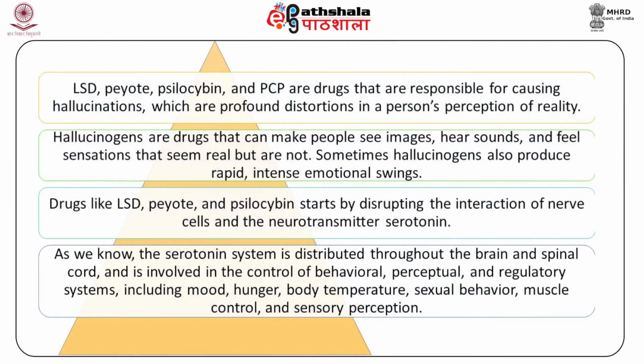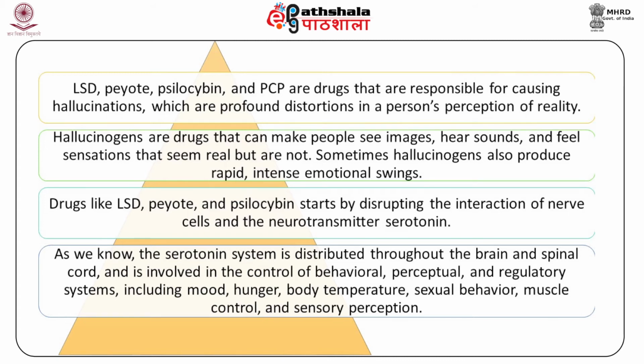LSD, peyote, psilocybin and PCP are drugs that are responsible for causing hallucinations, which are profound distortions in a person's perception of reality. Hallucinogens are drugs that can make people see images, hear sounds and feel sensations that seem real but are not. Sometimes hallucinogens also produce rapid, intense emotional swings.